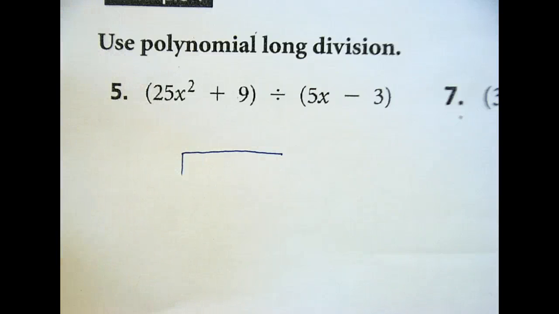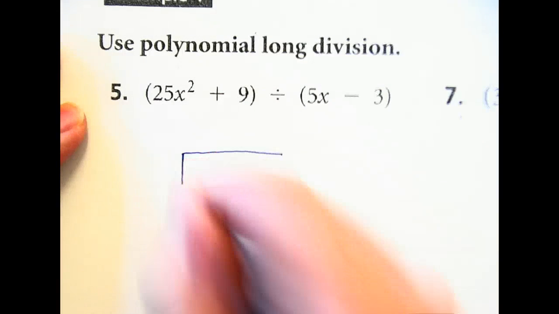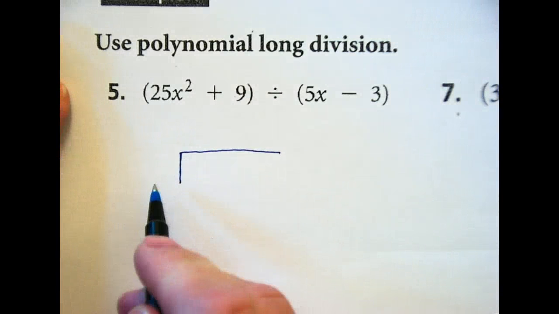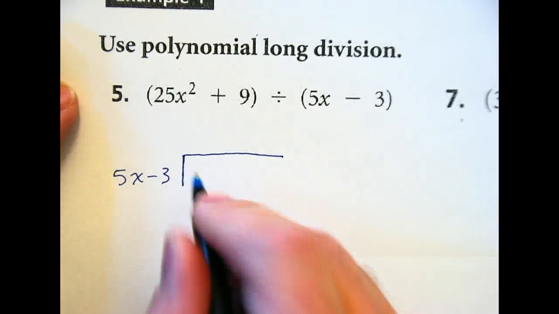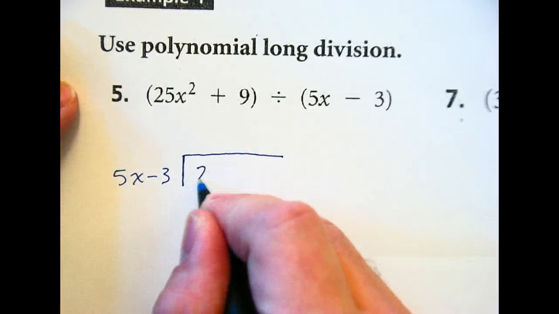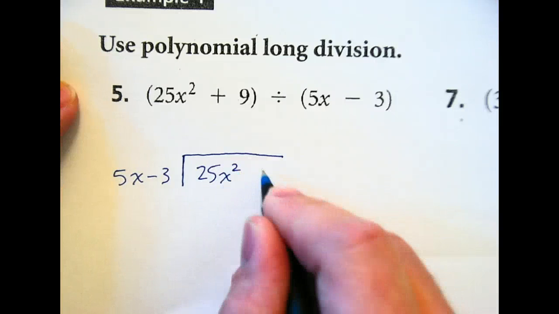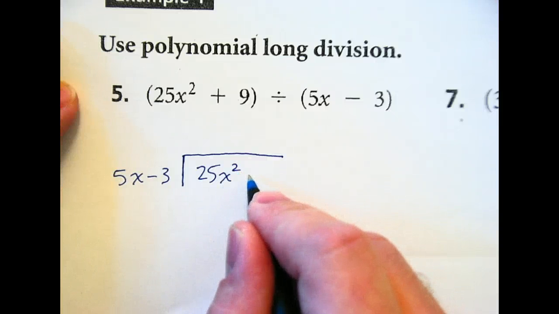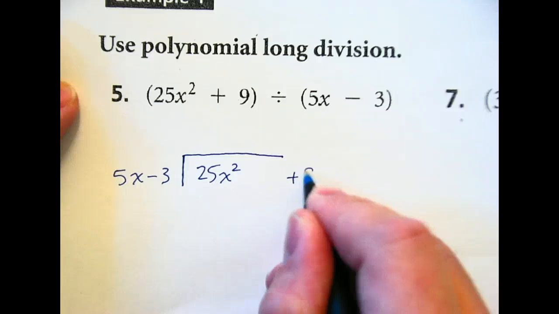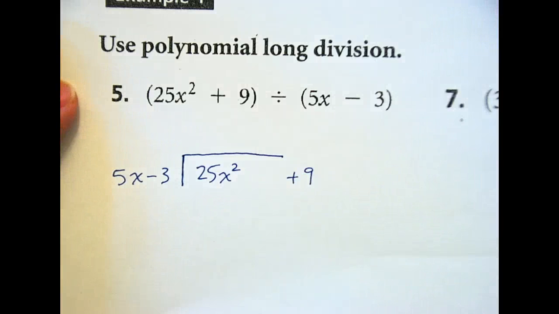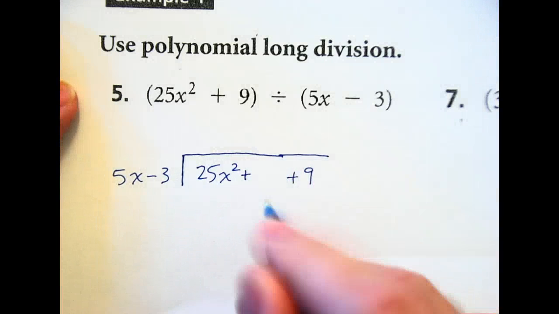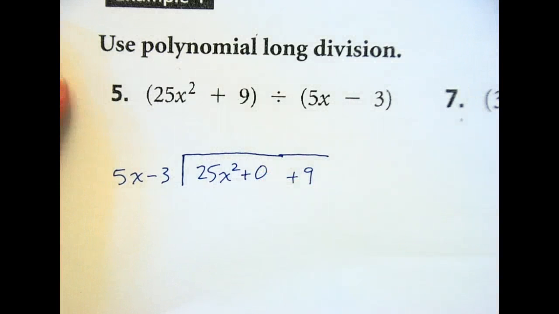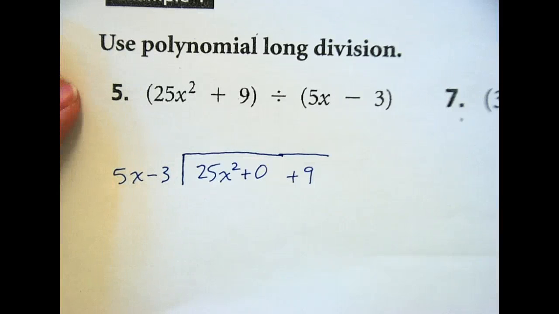All right, now I hope you guys are using a pencil. Okay, what goes out here? 5x minus 3, very good. Let's see, what goes right here? And what goes here? Plus 9 goes here. What goes here? Come on, what are we missing? Plus 0. Why 0? You're right, plus 0 something.